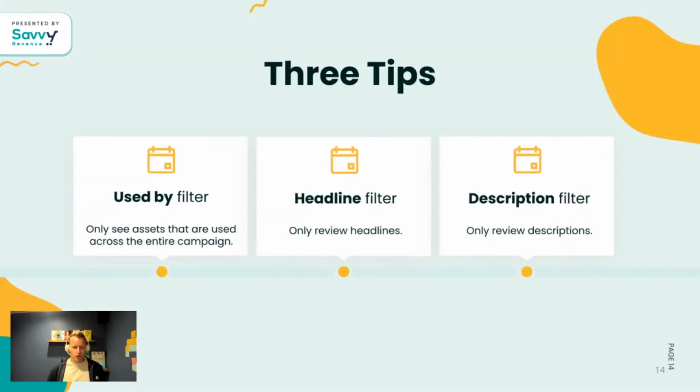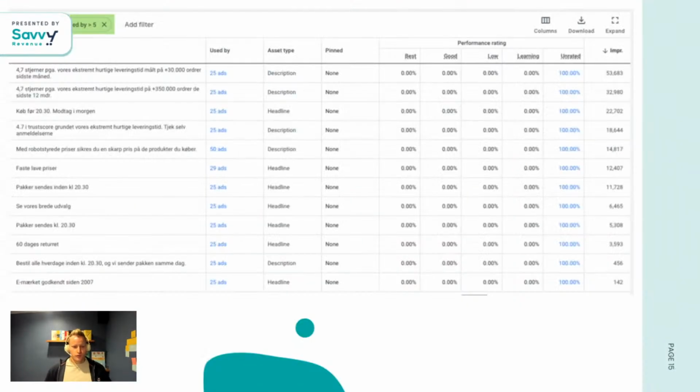So what you want to do is use filters. Filters are amazing for anything you do inside Google Ads. You want to use the used by filter, so you only see the assets that are used across an entire campaign. I'll show you why in a second. You want to use the headline filter and a description filter for when you only want to review headlines and descriptions. So now we're looking at, you can see up in the left corner, that we're using the filter.